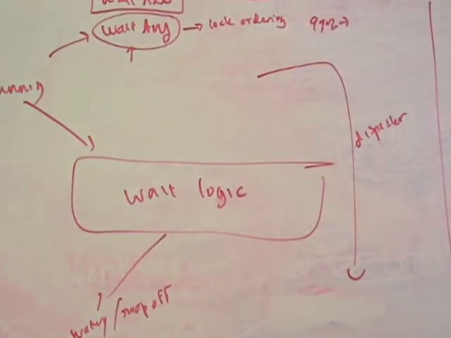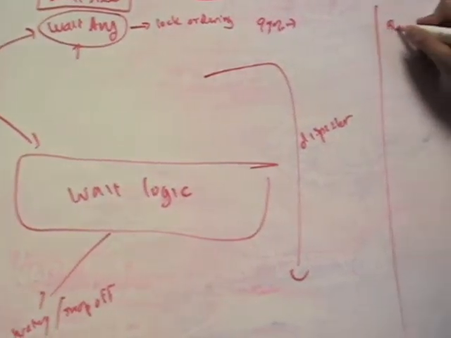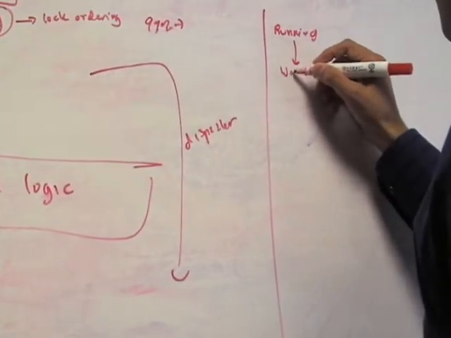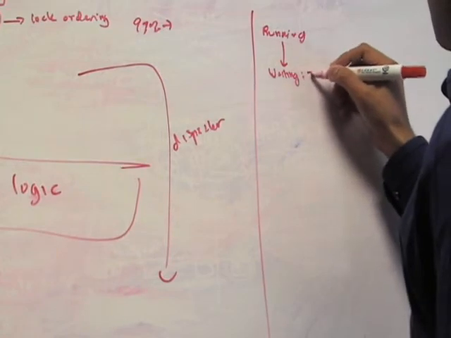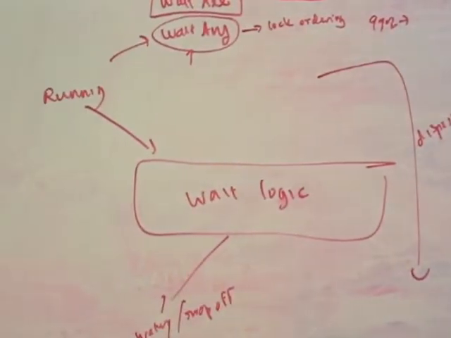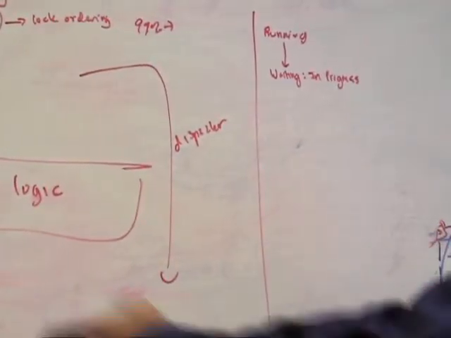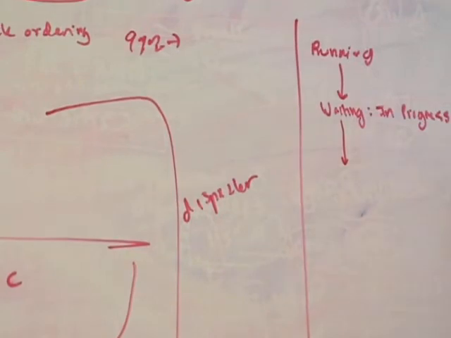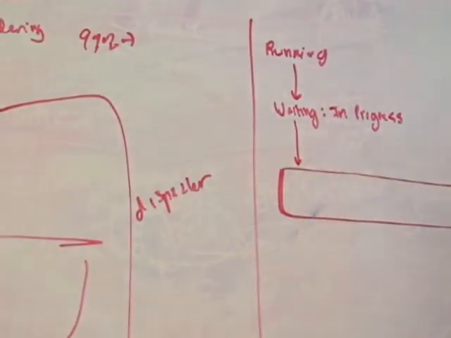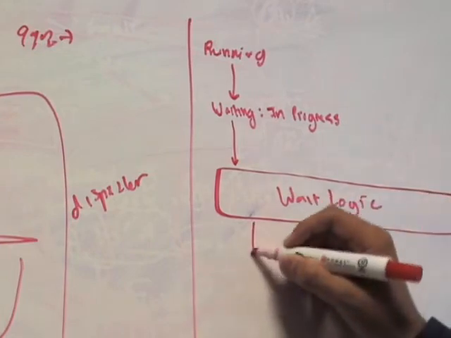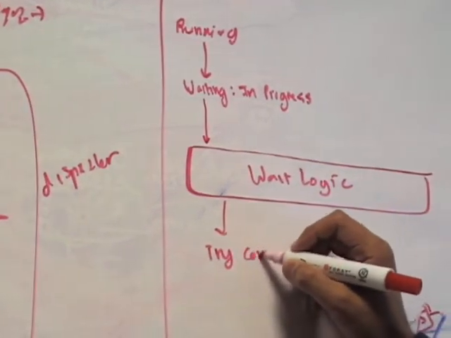Old world. New world, we go from running to a waiting in progress state. So this is kind of a split where we broke the wait into two phases. Now when we're in progress, we do basically this wait logic. And at the end, we basically do a try commit.